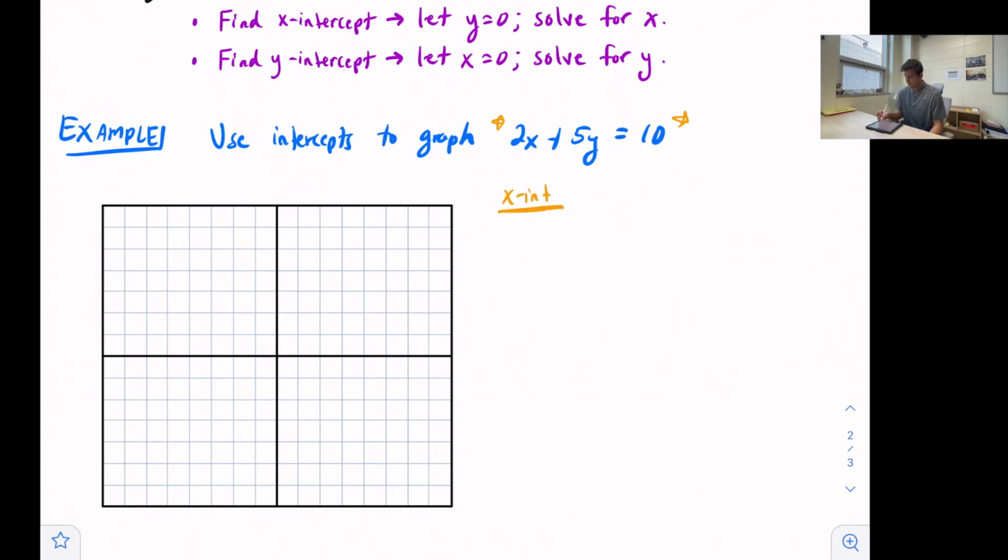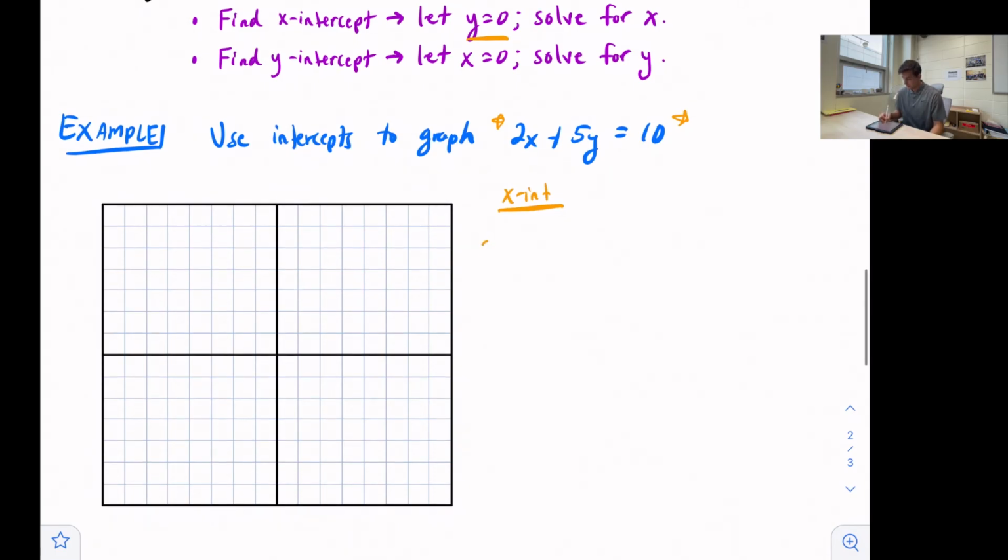So let's find the x-intercept. So to find the x-intercept, we want to let y equal 0. In other words, we want the x term to still be in our equation. So this will be 2x plus 5 times 0 equals 10. So this becomes 2x equals 10, and we divide by 2, and we get x equals 5. So now, x is equal to 5, so our x-intercept is 5, comma 0, right? Remember, our intercepts have a coordinate of a 0, right? So for the x-intercept, the y-coordinate is 0. So now we can plot this point at 1, 2, 3, 4, 5, and 0. So that would be our x-intercept.